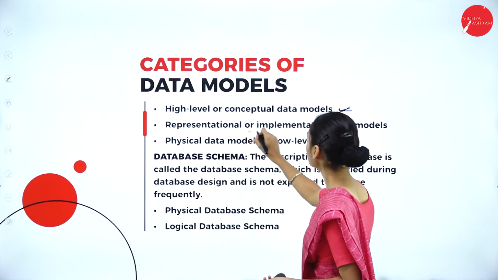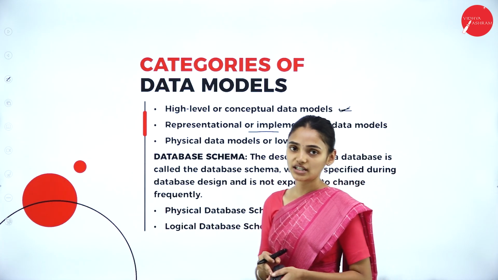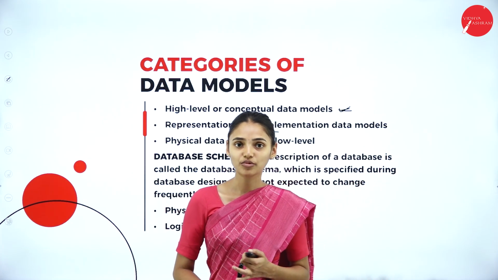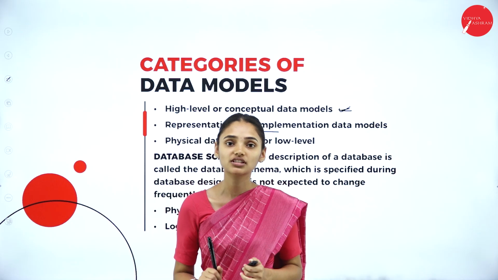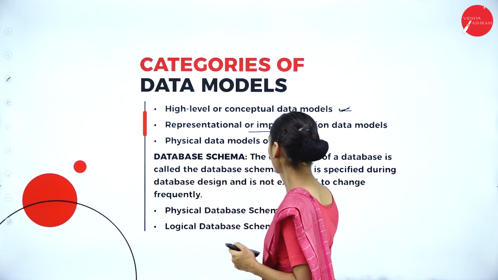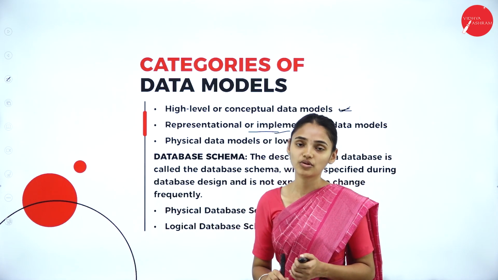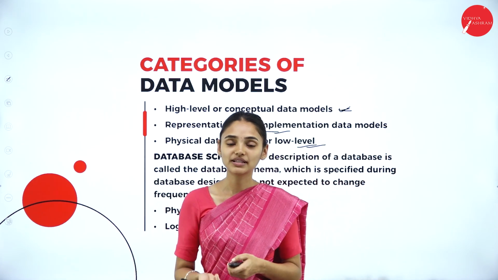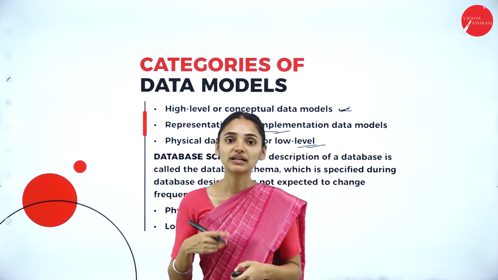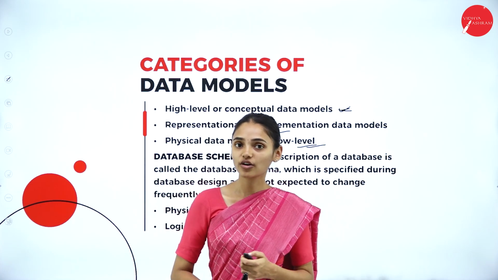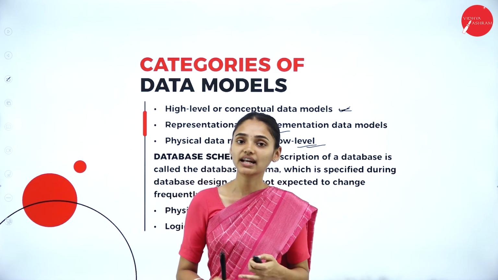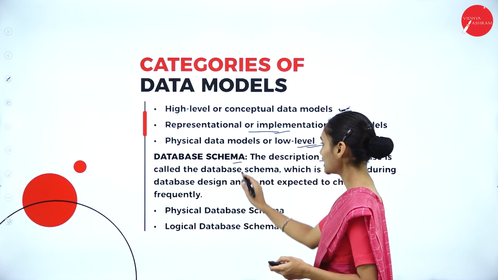Next is the representational or implementation data model. The representational data model represents data structures in the form of records. These are called record data models. Then next is the physical data model or low level model. The physical data model represents how data is stored in the file by representing information such as record ordering, record information and access path.